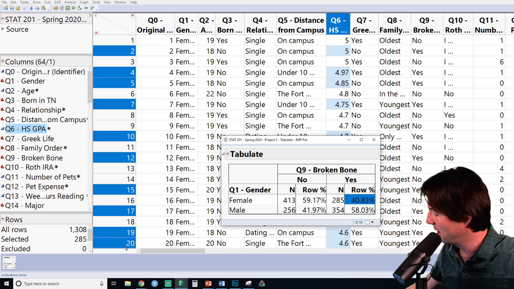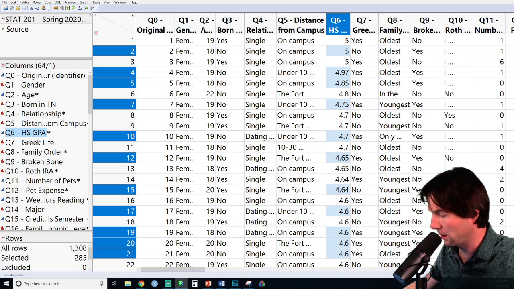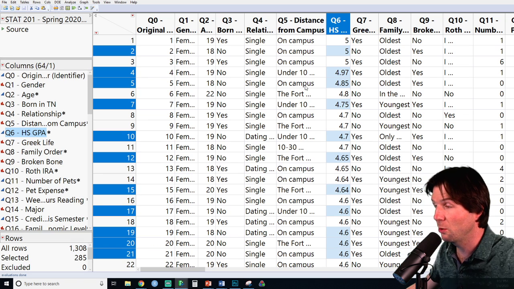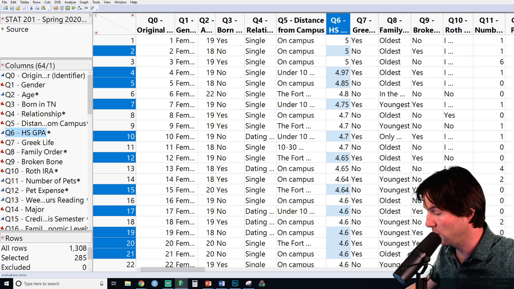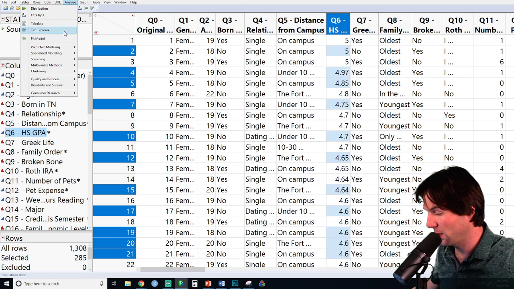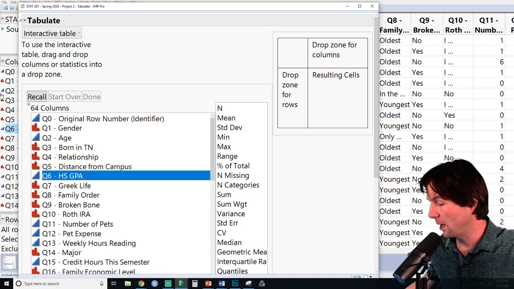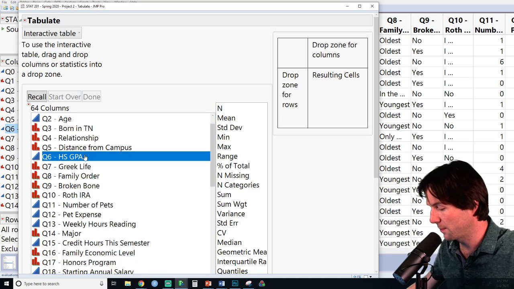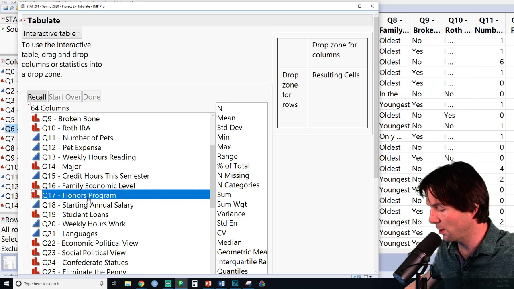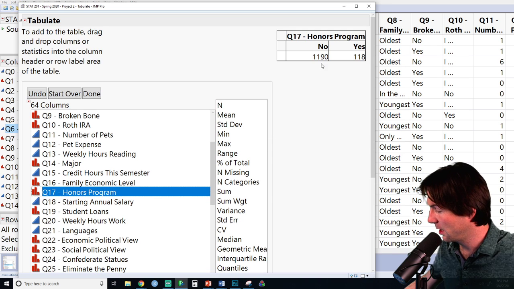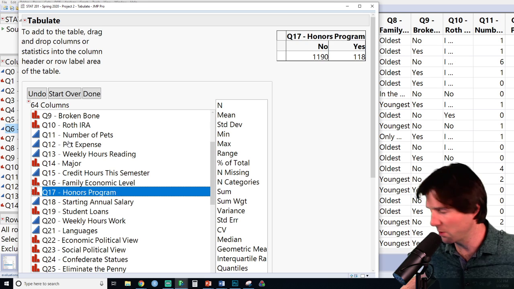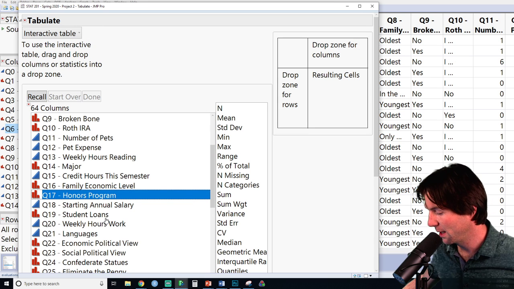We'll do another example just to show another fun Tabulate option. This is the same sort of question that we're doing right here, with two categorical variables. Let's go here to Analyze and Tabulate, and we're going to grab two categorical variables, starting with Honors Program. Cool. We're going to put the Honors Program in there. I usually don't do it that way because that's sometimes harder to do.